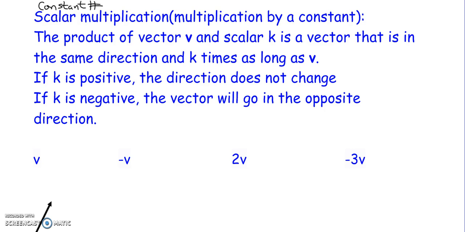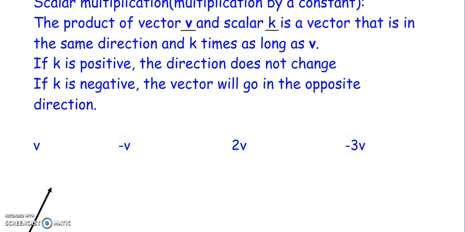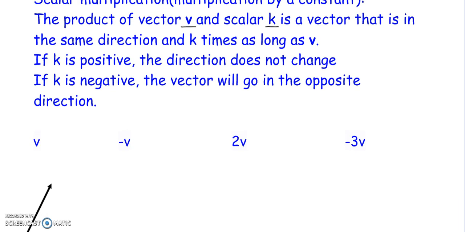vectors. So the product of a vector v and a scalar, and another word for scalar is just constant k, is a vector that's in the same direction that is k times as long. So if you have 2 times v, it's going to be the vector v twice as long. A couple things to note: when k is positive, it's extending it in the same direction. When k is negative, it's a vector in the opposite direction.